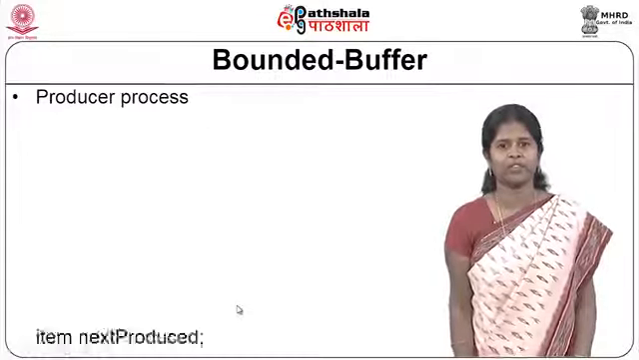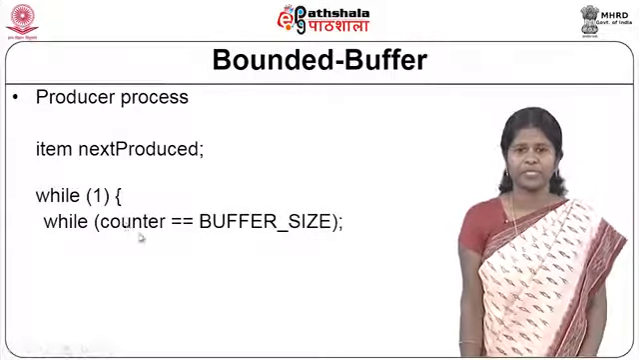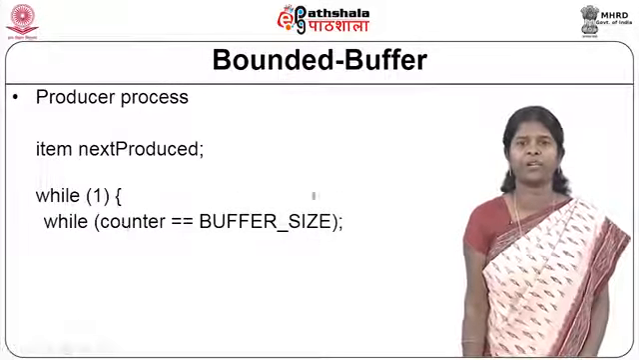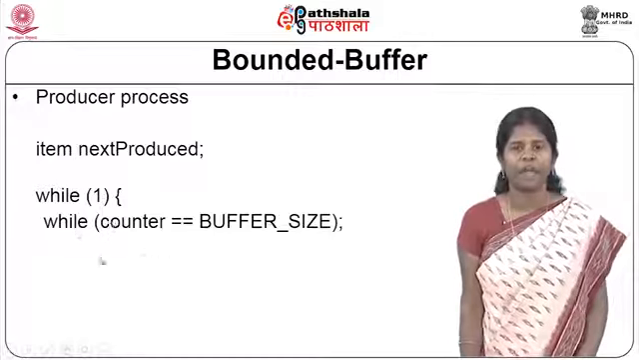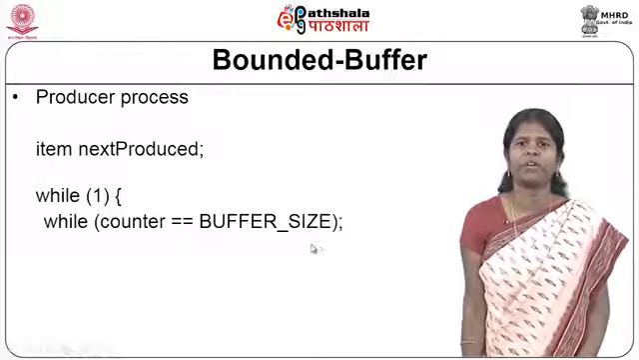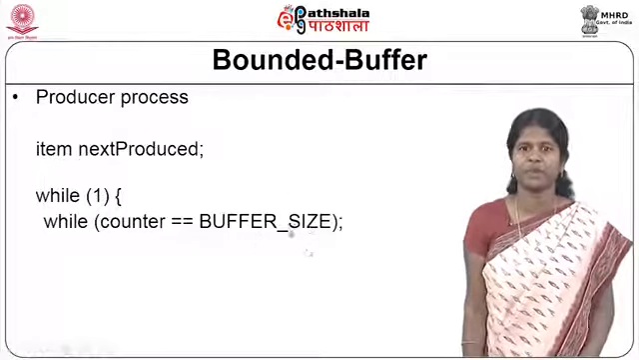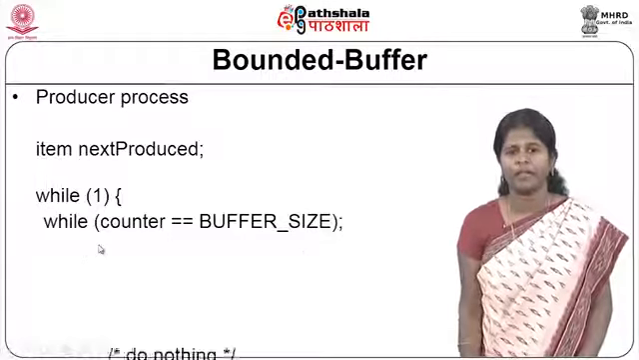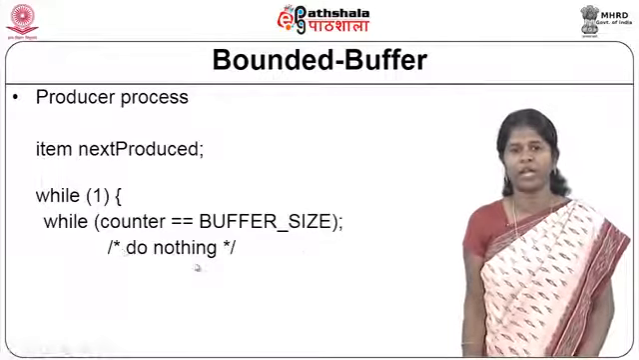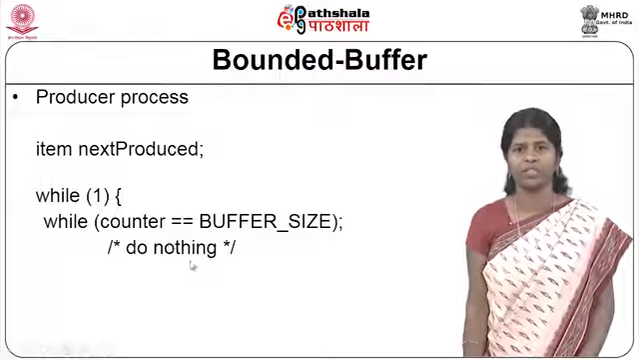So, we look at the solution for the producer process now. The producer process checks if the value of counter is equal to buffer size. Buffer size is the number of buffers present in that bounded buffer, and if it is equal to buffer size, then you do nothing, the producer waits because the buffer is full.